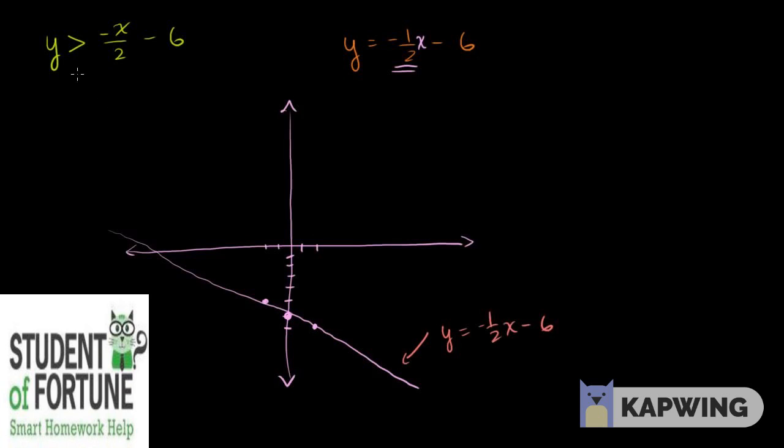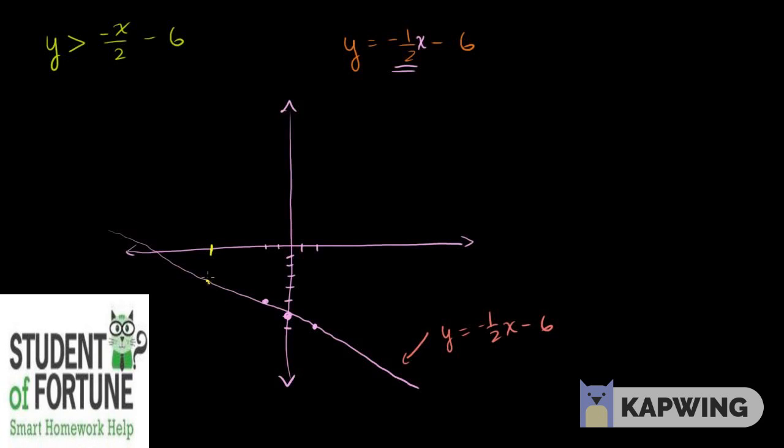Now, our inequality is not greater than or equal. It's just greater than negative x over 2 minus 6. So using the same logic as before, if you take any x, a particular x we want to pick, and evaluate negative x over 2 minus 6, you're going to get the point on the line. But the y's that satisfy this inequality are the y's greater than that.